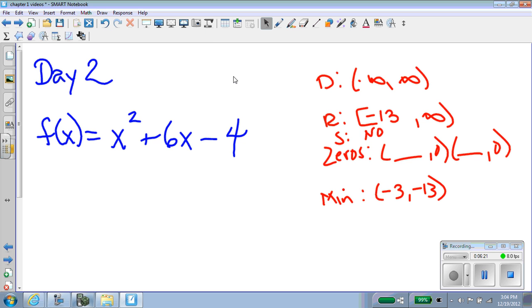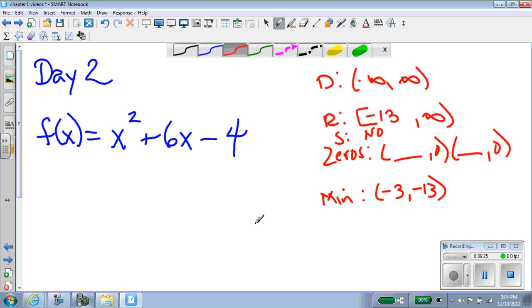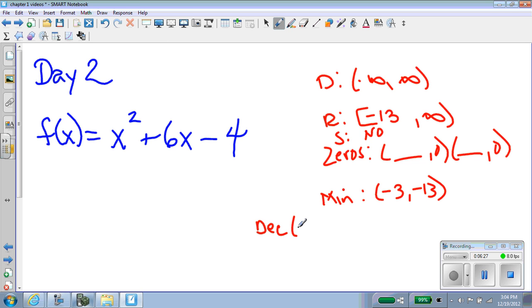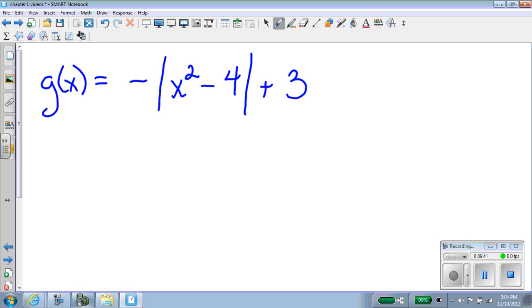So I will know when I go back to my screen, they were decreasing from negative infinity to negative 3, and then they were increasing from negative 3 to infinity. Okay, we're going to get that into our calculator and take a look.